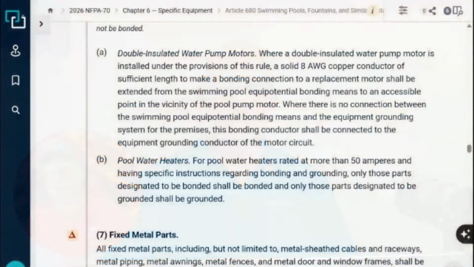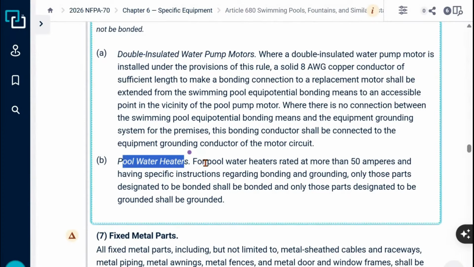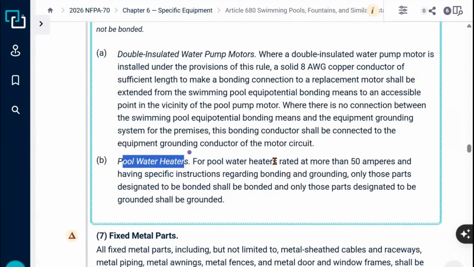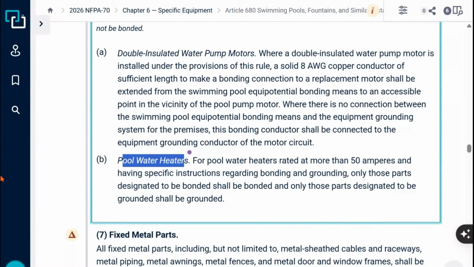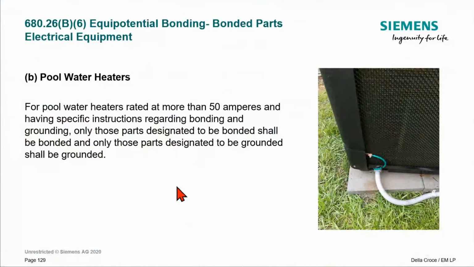The next one, and I think you've got it covered as well, is the pool water heater. It says a pool water heater rated at more than 50 amperes and having specific instructions regarding bonding and grounding: only those parts designated to be bonded shall be bonded, and only those parts designated to be grounded shall be grounded. That's kind of legacy language. I think it's been here for as long as I can remember. I don't really know the history or why there's such specific language associated.